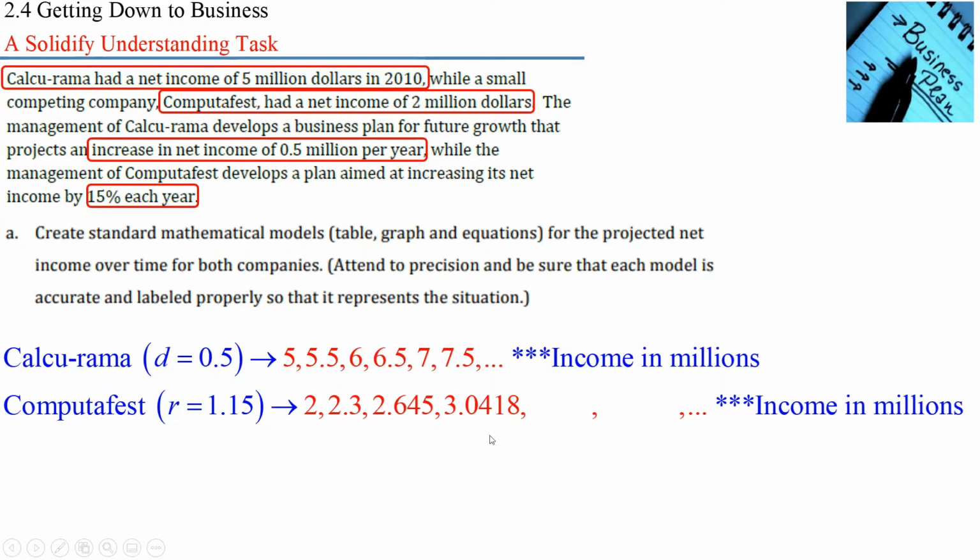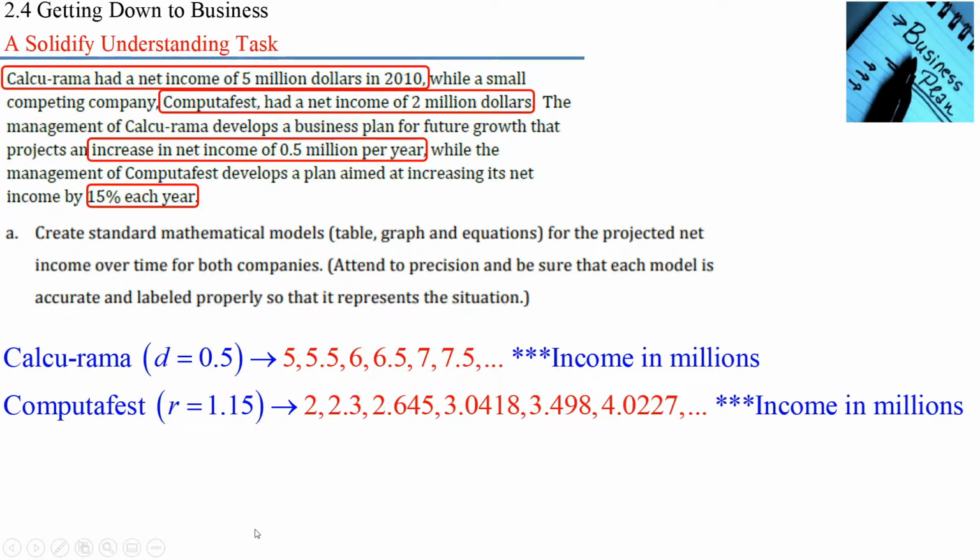Then the next year, I'm going to take my 3.0418 and multiply it by 1.15, and I get 3.498. Then let's do one more year. 3.498 times 1.15, and I get 4.0227. Now let's think about this. Which company are you going to invest in? The linear growth with a common difference of 0.5, or the exponential growth with the common ratio of 1.15? Wow, a lot to think about there.